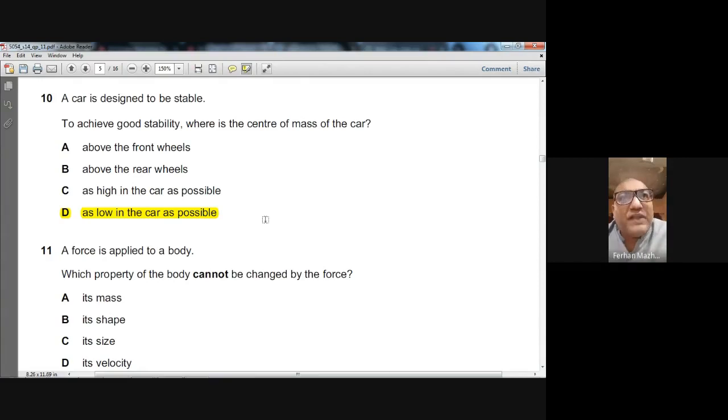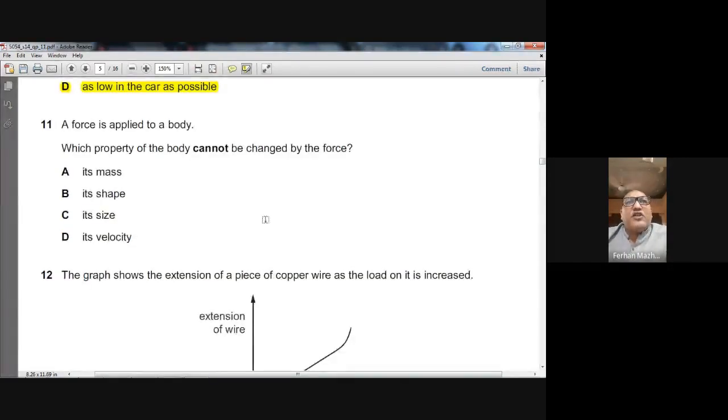A force is applied to a body. Which property of the body cannot be changed by the force? One thing which you cannot change by applying force is mass.